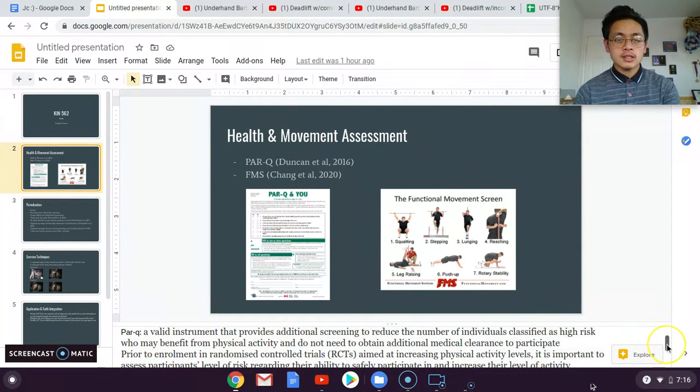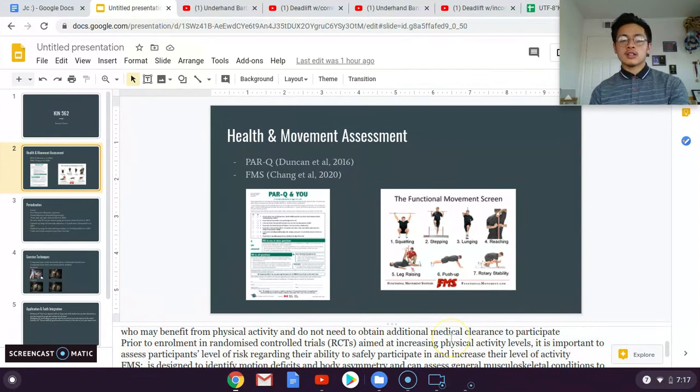Also, it is important to assess participants' level of risk regarding their ability to safely participate in and increase their level of activity. I know it's a lot of words, but basically, just to condense that all, the PAR-Q is a medical history questionnaire. So, with that, it's a really good indicator to tell both parties whether or not this participant or this client should participate in this physical activity that you're going to have them do. Because one, it could tell whether or not these exercises are going to be beneficial to their health or detrimental. And so it's very straightforward, it's very efficient, and that's why I chose to incorporate it in my program.